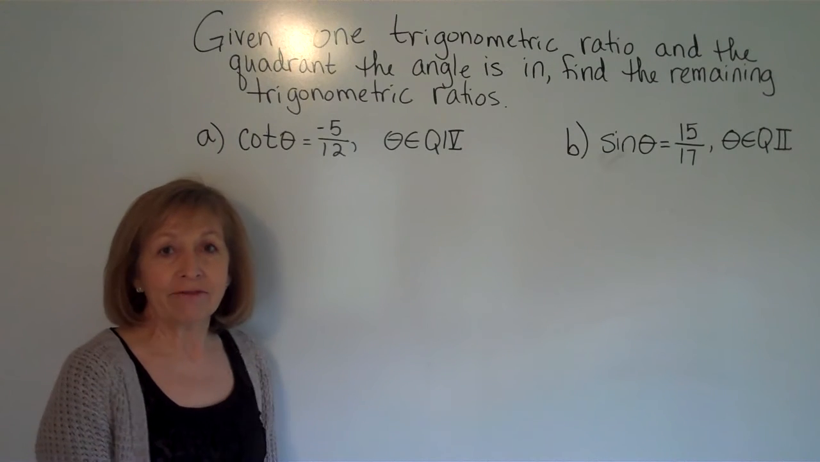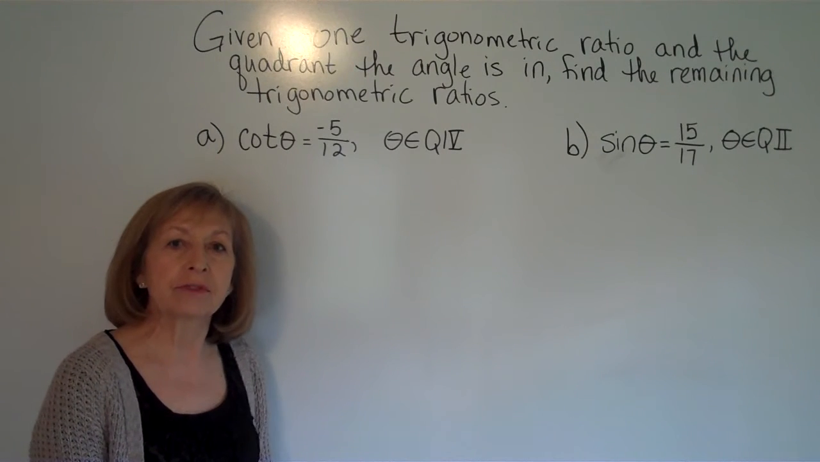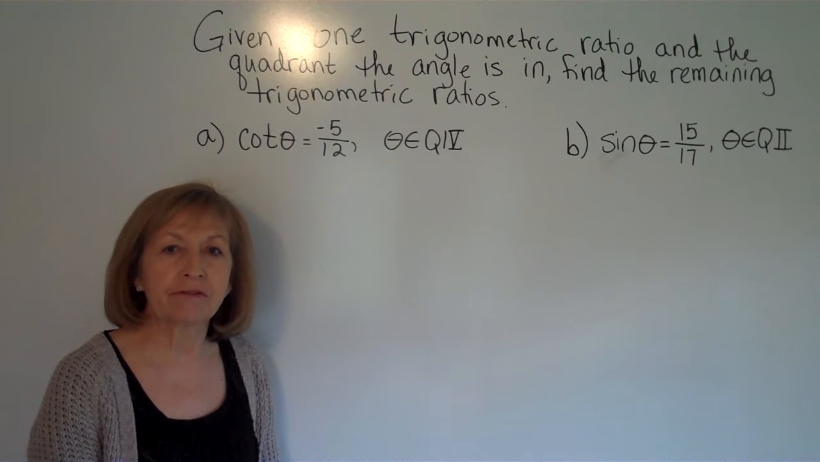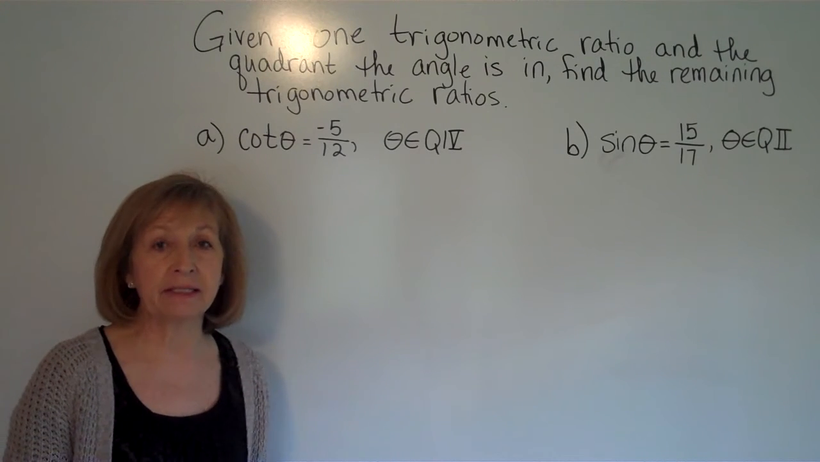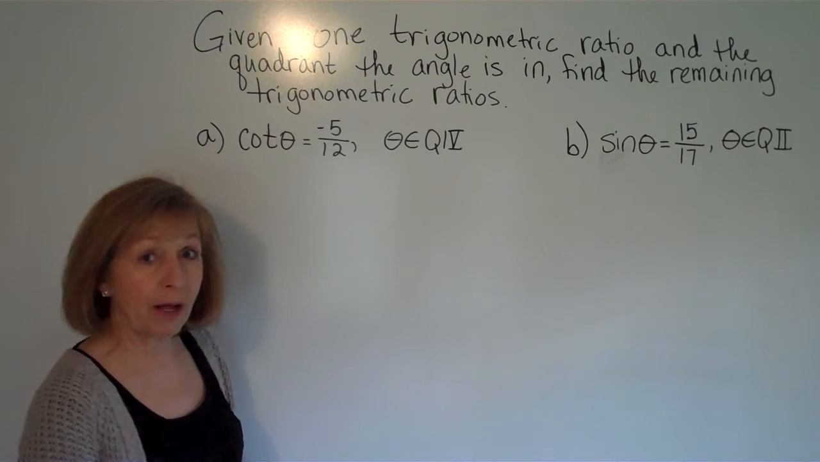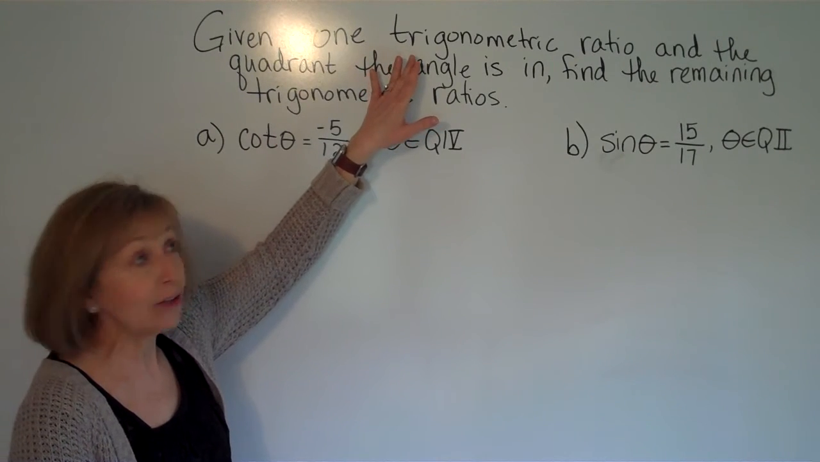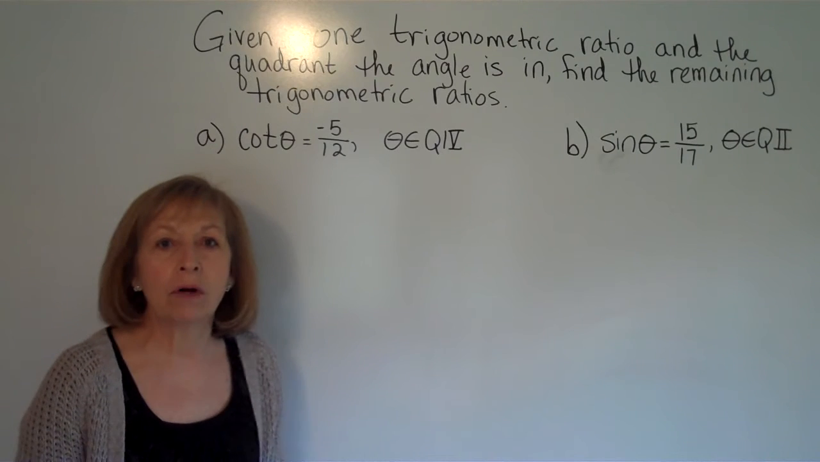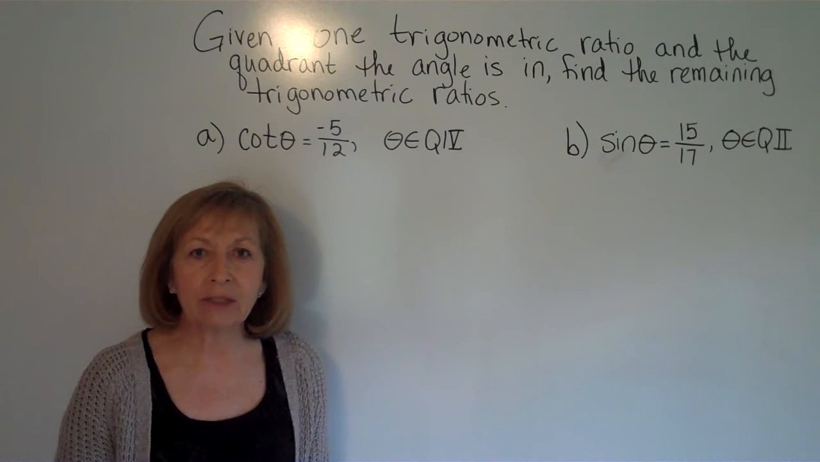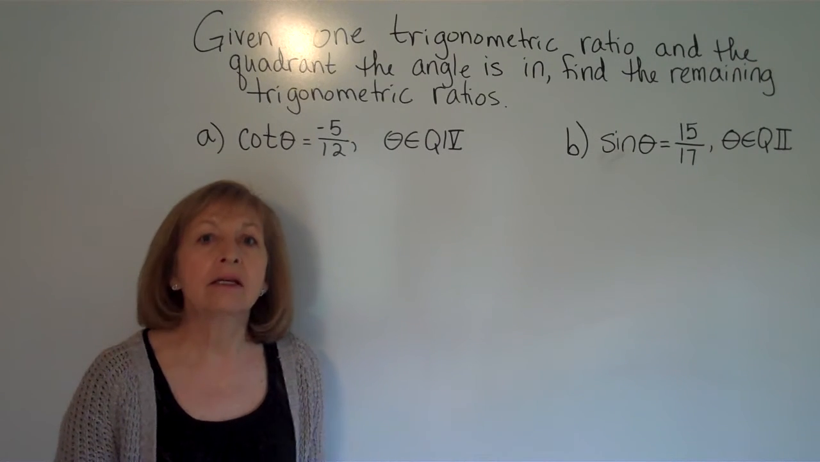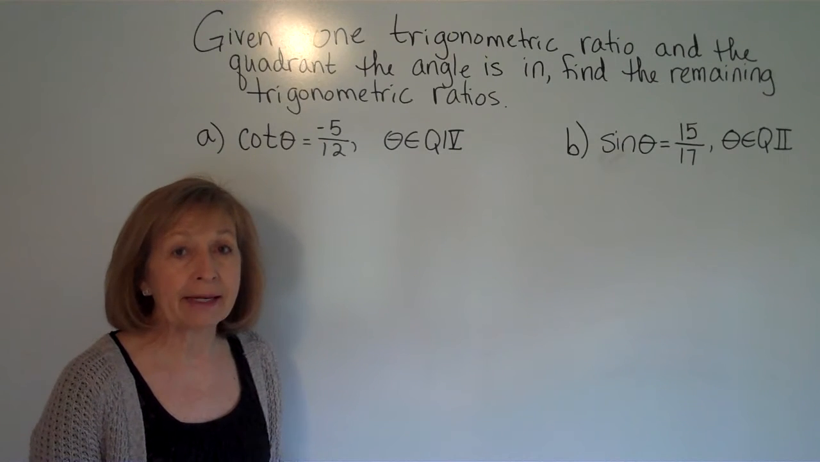Some more practice in finding the remaining ratios of the trig functions of an angle if we're given some pieces of information. These are types of problems where maybe it gives me one trigonometric ratio for that angle and it tells me what quadrant the angle is in, and it wants me to find the remaining trig ratios for that angle.